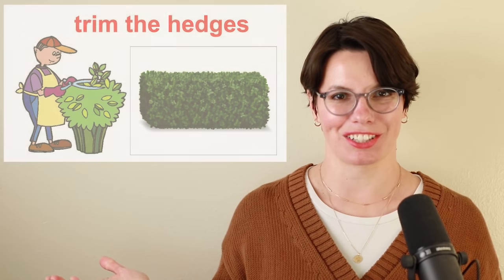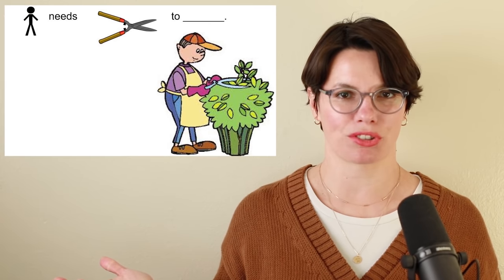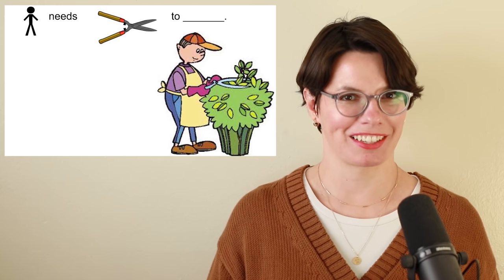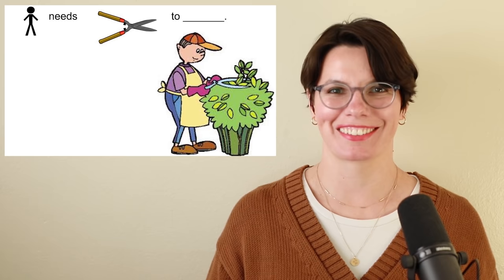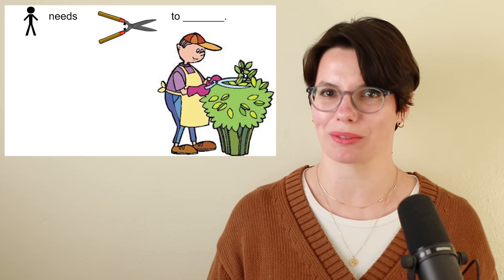These are hedge clippers. Remember, this object consists of two parts. These are hedge clippers. I have hedge clippers. Do you have hedge clippers? Does he have hedge clippers? Great job. These are hedges. And what is he doing? He is trimming the hedges. And what does he need to trim the hedges? He needs hedge clippers to trim the hedges. Let's practice. What does he need to trim the hedges? That's right. He needs hedge clippers to trim the hedges.